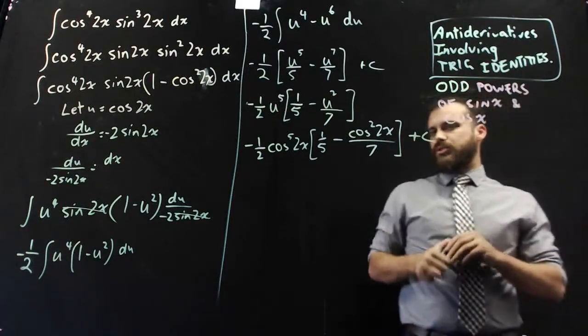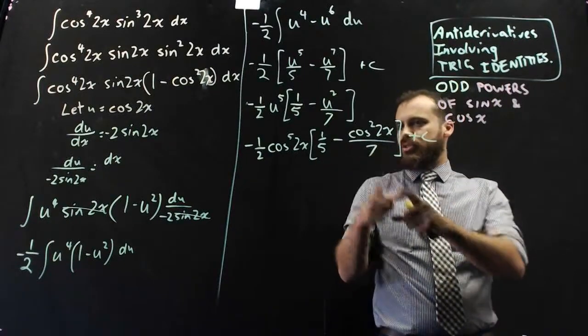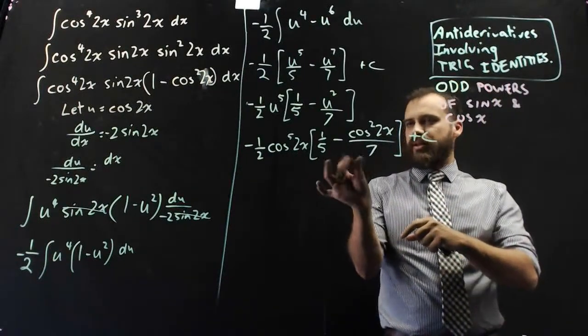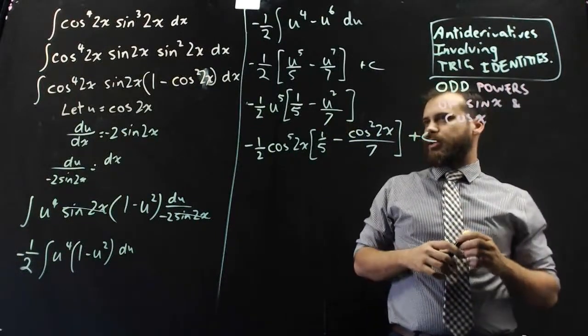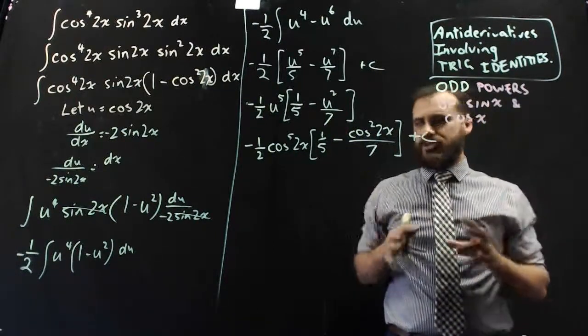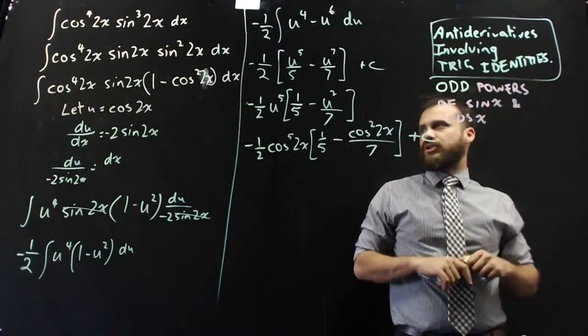Now there are other ways to do that, and you could probably group this together inside those brackets just by adding those two fractions together. You could also expand this out. There are a few different ways to show that. But there's our odd powers of sin x and cos x.